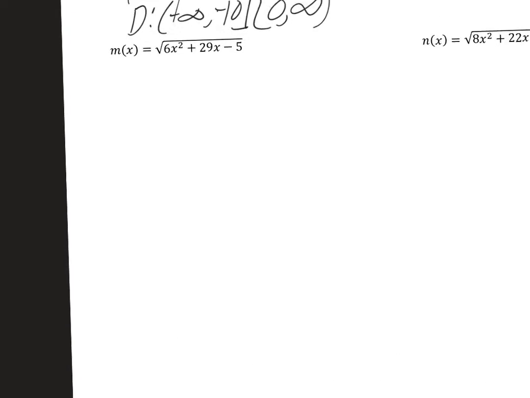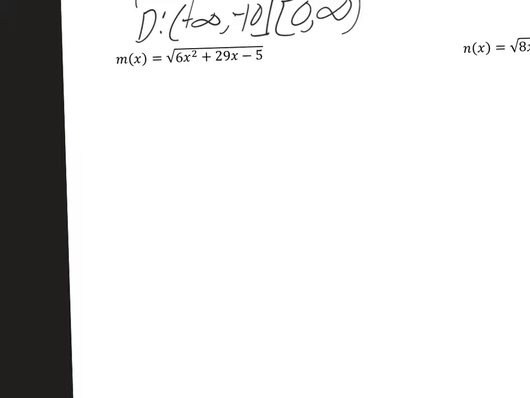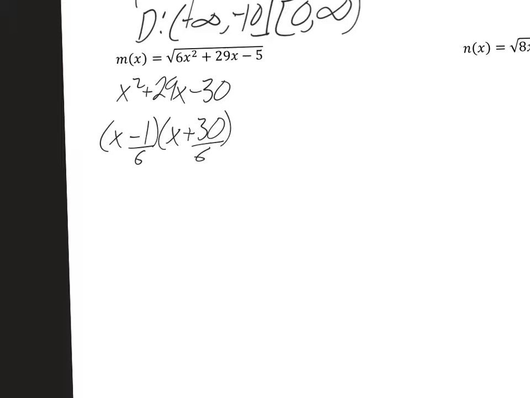So let's go ahead and try this one. Okay, so we have x squared plus 29x minus 30. So that tells me I'm going to have (x minus 1)(x plus 30). Now I'm going to divide both of these by 6. So that tells me I'm going to have 6x minus 1 and x plus 5. Those are both going to equal 0. So where are my zeros? Well, it looks like it's going to be at 1/6 and negative 5.